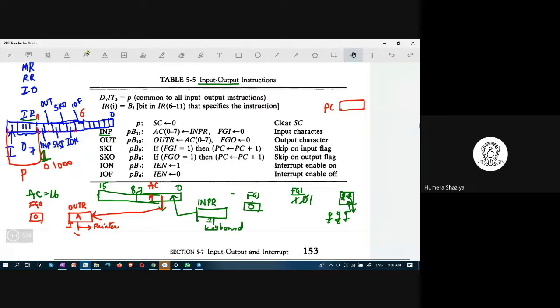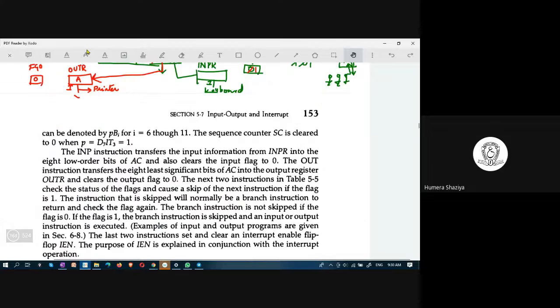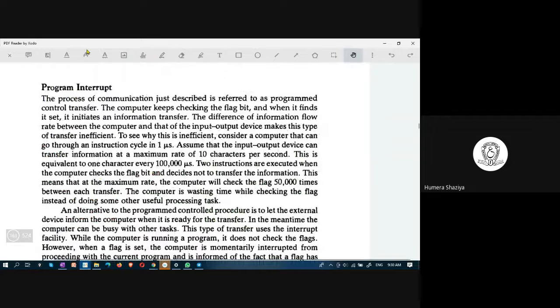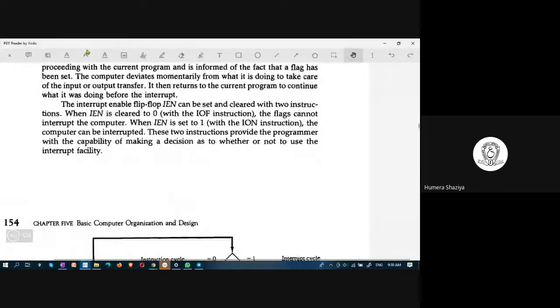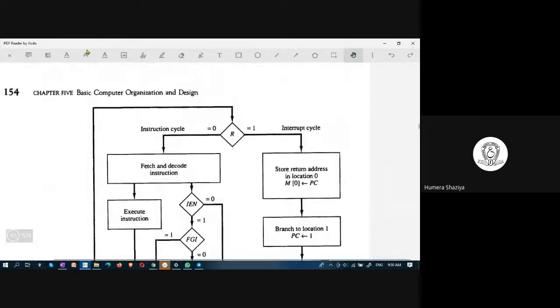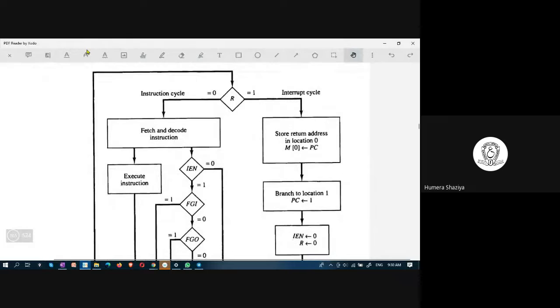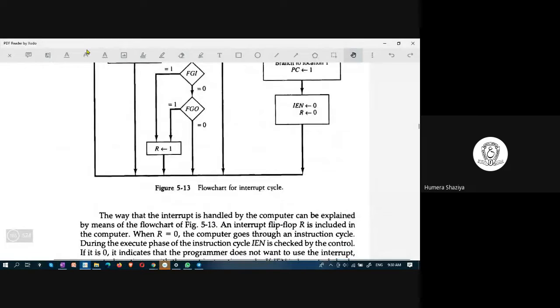When FGI is 1, if PC is having 100, it is incremented to 101. Likewise for FGO. Let us deeply delve into program interrupt, which is quite an important topic. This is the flowchart for the interrupt cycle.